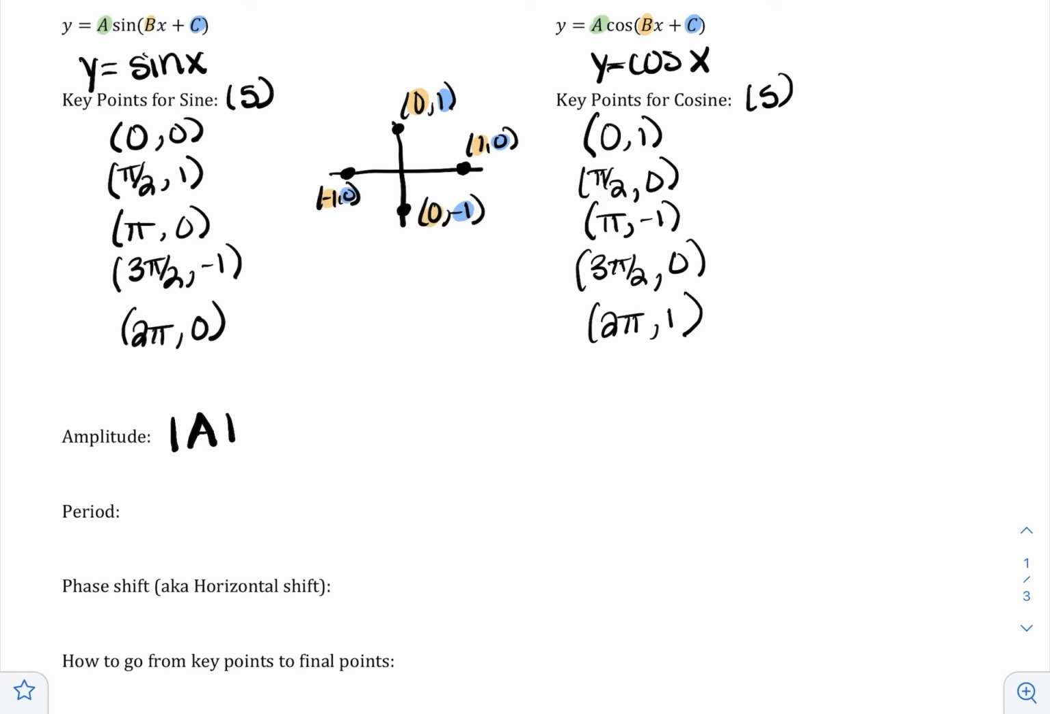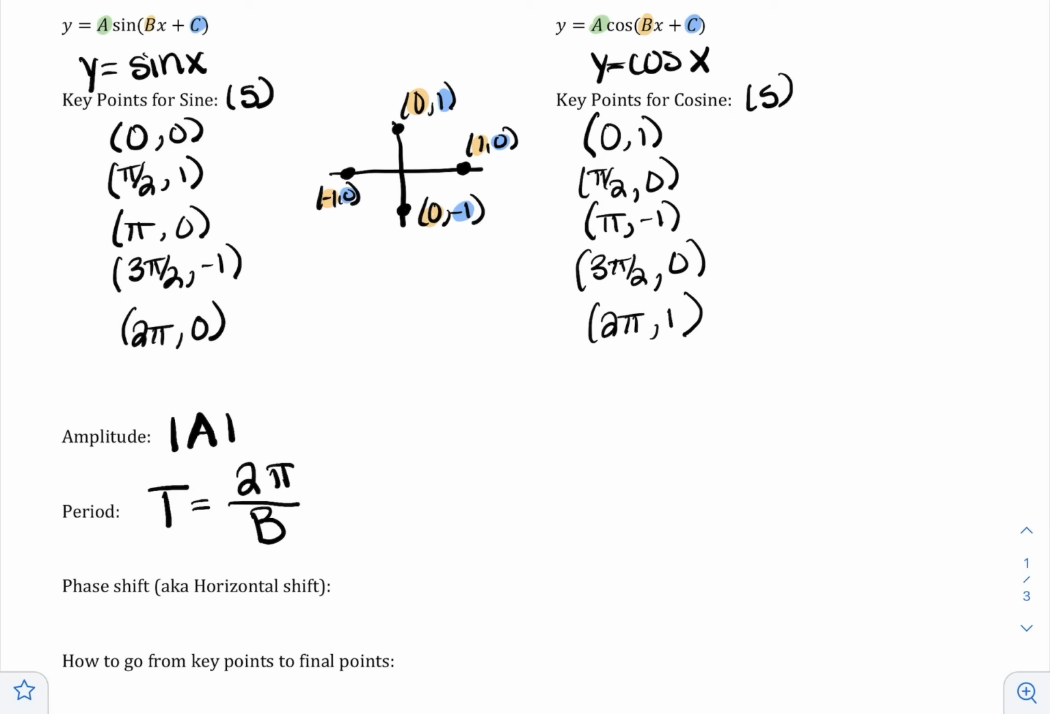Your period of your graph is denoted by the letter T. So the original period of sine and cosine is 2 pi. And then the formula for the period is going to be 2 pi divided by b. And if you look at the equation at the top, b was the orange. It's the number in front of x. So if there's a number in front of x, the period will change. If there's not, it's assumed to be 1 and the period stays 2 pi.